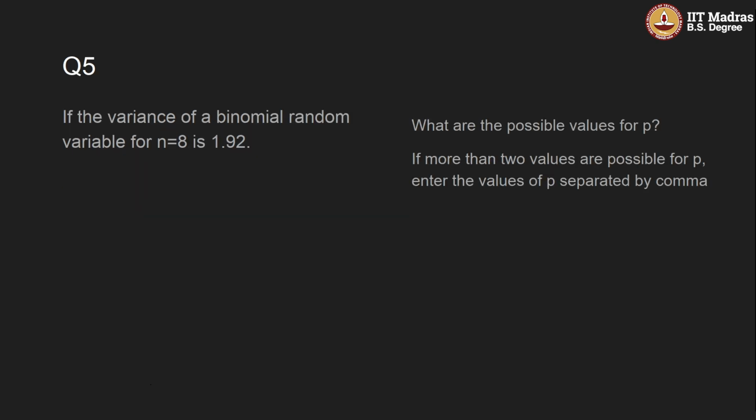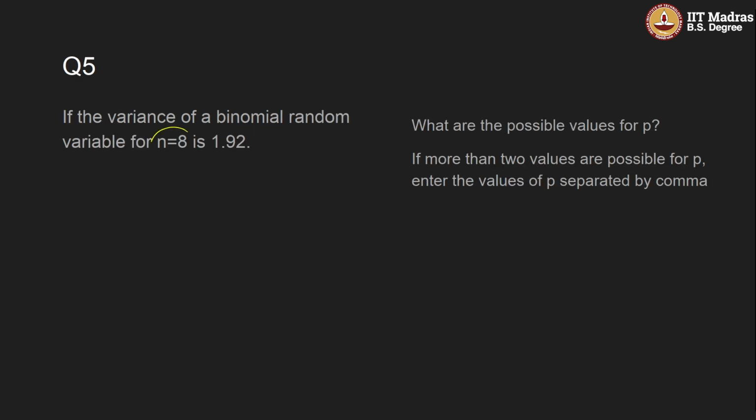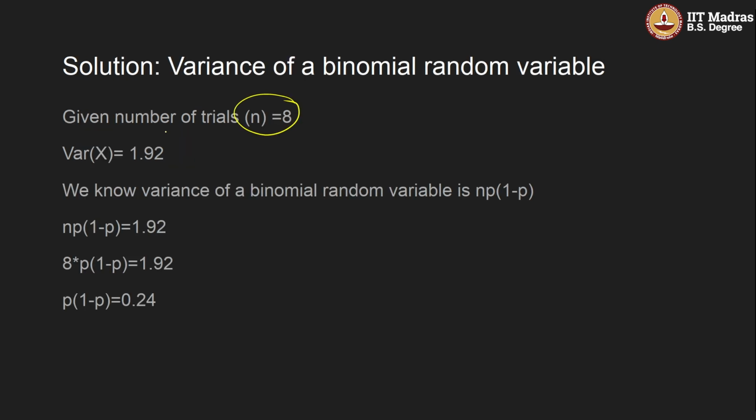Question number 5. If the variance of a binomial random variable for n equal to 8 is 1.92, what are the possible values for p? If more than 2 values are possible for p, enter the values of p separated by comma. So here we can see that the number of trials is given as 8, and the variance of x is given to us as 1.92.